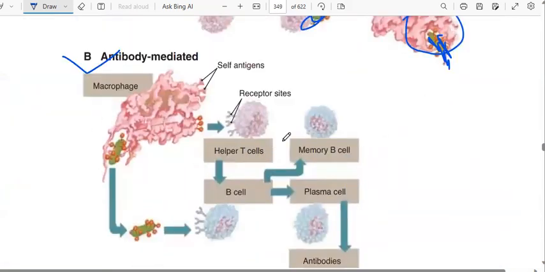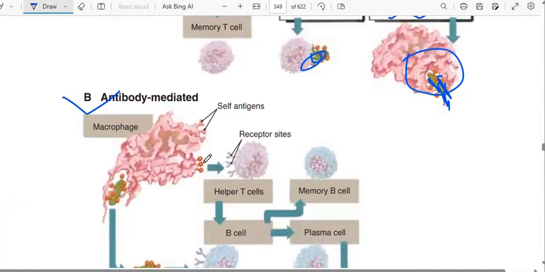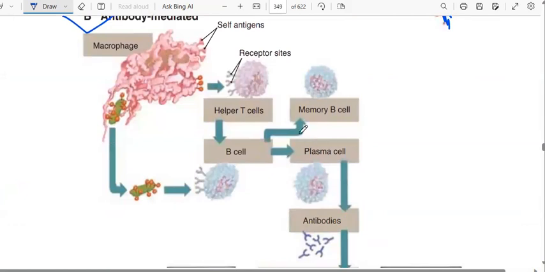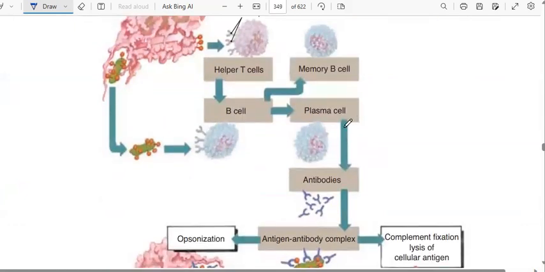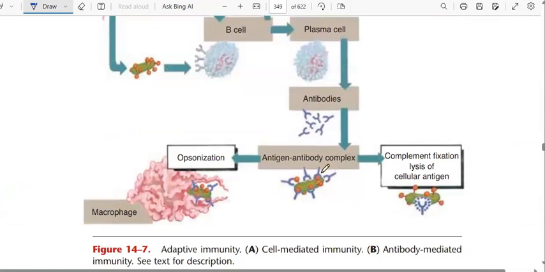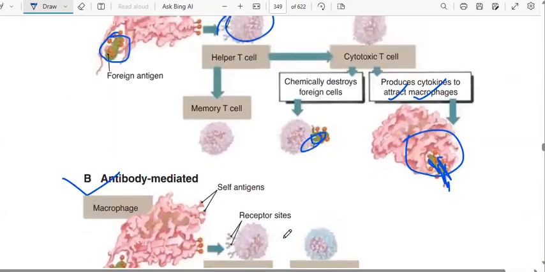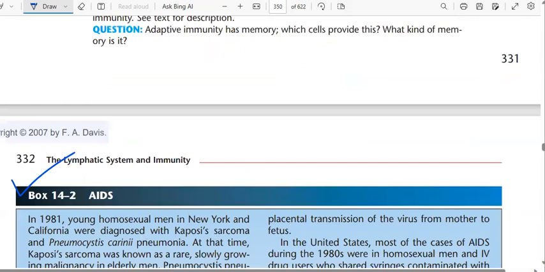If anyone has any doubt, you can ask. So this is the antibody-mediated response: macrophages with self antigen receptors, T helper cells, B cells are activated, B memory cells, and plasma cells produce antibodies. The specific antibody is attached to that area. Then the processes are complement fixation and, secondly, opsonization. This is the process by which immunity attacks the problematic area. Anyone have any doubt? You can post.